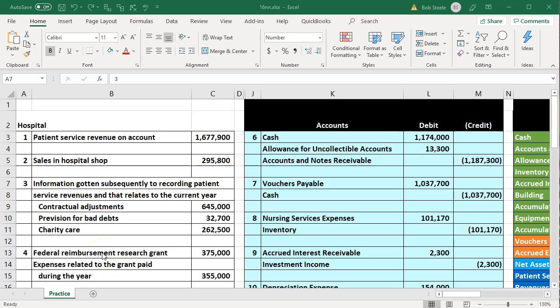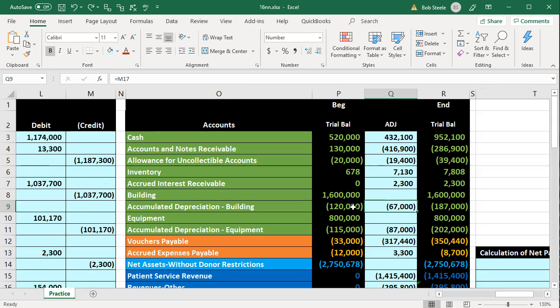In this presentation, we will continue on with our comprehensive problem related to a hospital. We have the information on the left-hand side. We've been entering that information into the blue area on the right side. In prior presentations, we've been entering the transactions for the time period into the general journal. Then we've been posting those to the trial balance worksheet. We then have the ending trial balance worksheet. This is going to be the ending product for the trial balance worksheet.